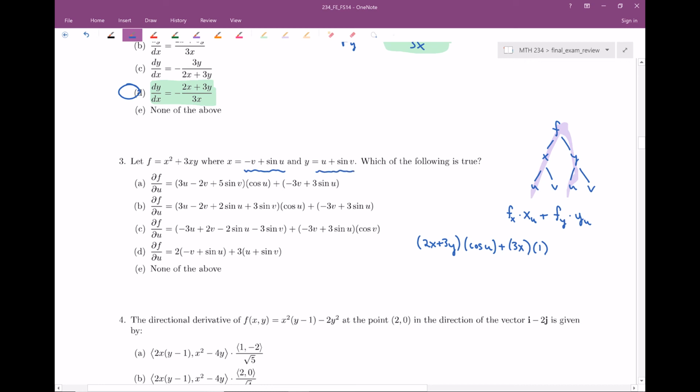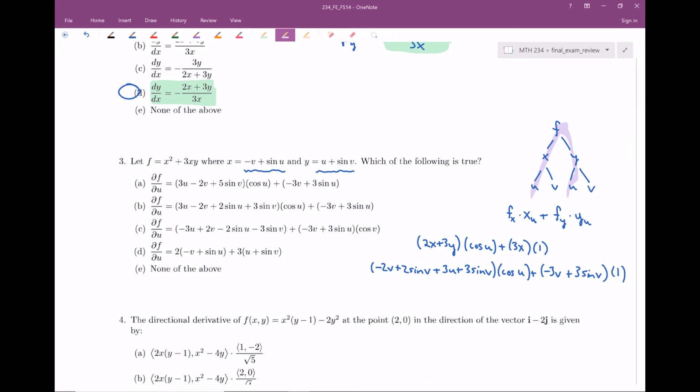So let's go ahead and do the same thing here. I'm going to get 2 times x, so I'm going to write maybe negative 2v plus 2 sine v, plus 3 times y, so 3u plus 3 sine v, times cosine of u, plus 3 times x. So 3 times negative v, so let's do negative 3v, and then plus 3 sine v. And again, this is times 1 technically.